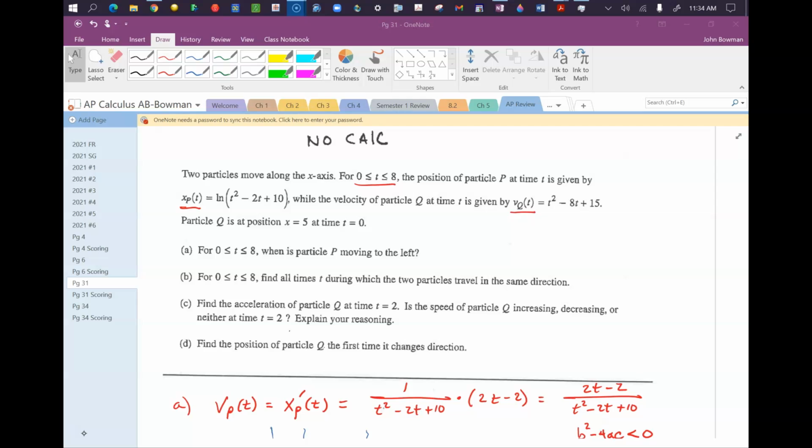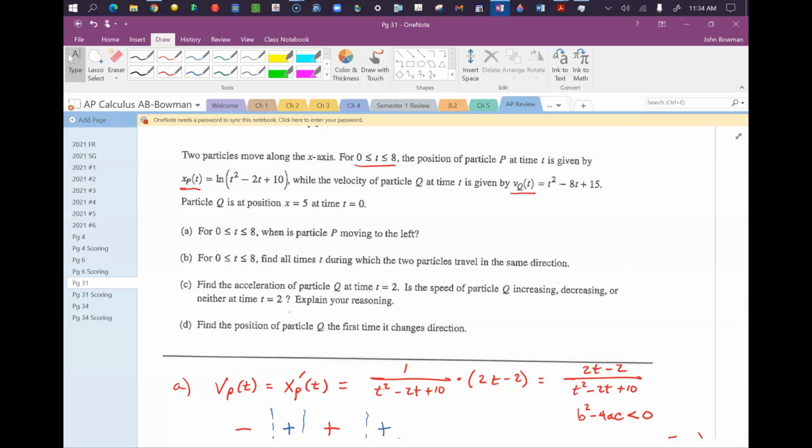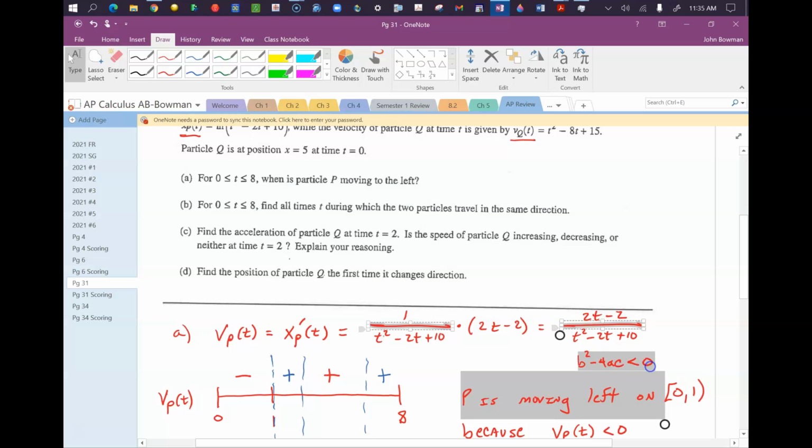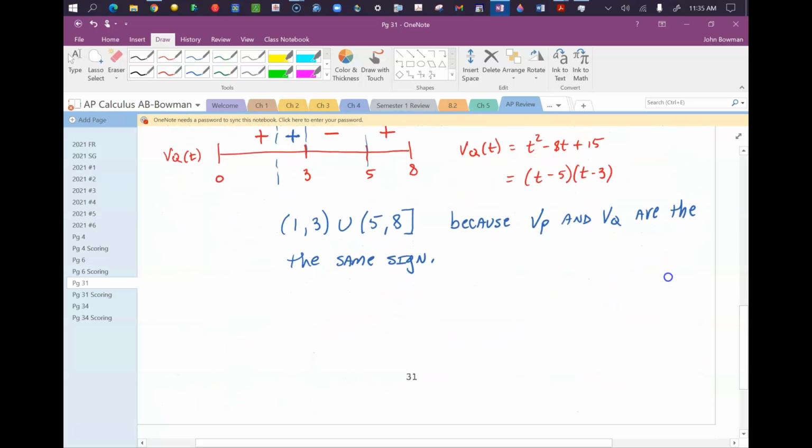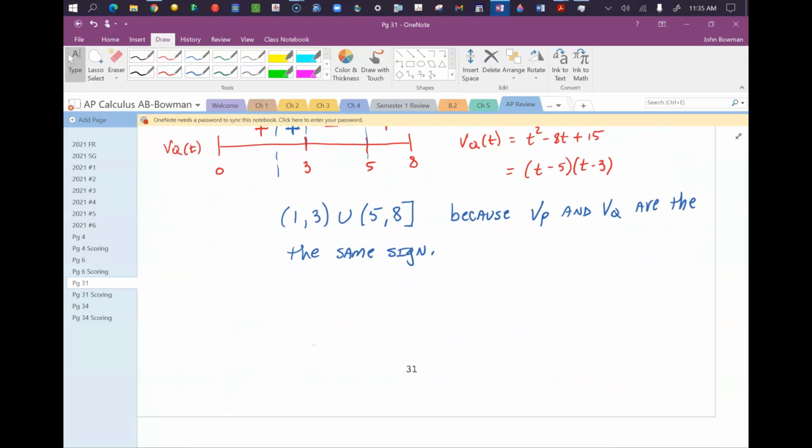Part C of this question says, find the acceleration of particle q at time 2. Is the speed of particle q increasing, decreasing, or neither at time t equal 2? Explain your reasoning. So the speed of a particle is increasing if the velocity and the acceleration have the same sign, and decreasing if they do not have the same sign, if they have opposite signs. So we're going to find the acceleration of particle q at time 2.